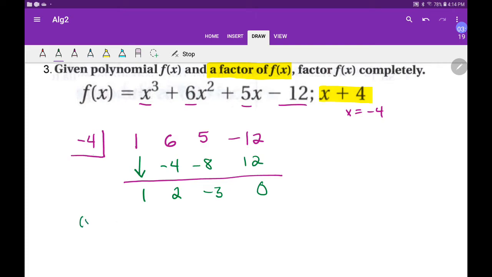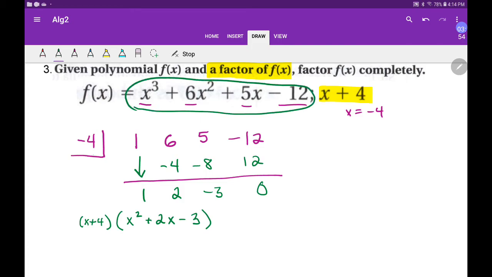First of all, I have x plus 4. That's what I just divided by. And then I also have this 1 out in front. So it used to be x to the third, and now it's x squared. And I have this plus 2 here. You know it's a plus 2x. And then I have this minus 3 that I'm going to use as my constant. So I just factored this a little bit. I took the x plus 4 out of this bigger polynomial.